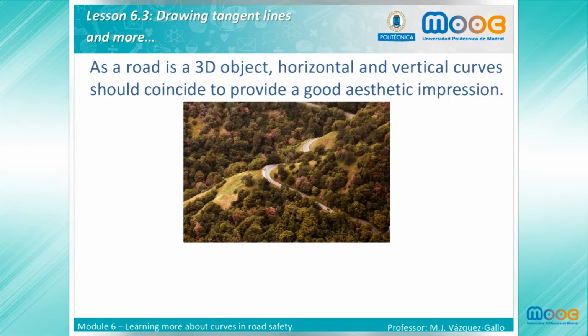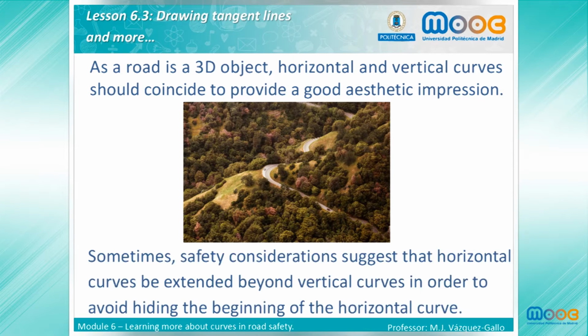As a road is a three-dimensional object, horizontal and vertical curves should coincide to provide a good aesthetic impression. Sometimes safety consideration suggests that horizontal curves be extended beyond vertical curves in order to avoid hiding the beginning of the horizontal curve from drivers approaching it, for example when horizontal curves coincide with sharp crest vertical curve.